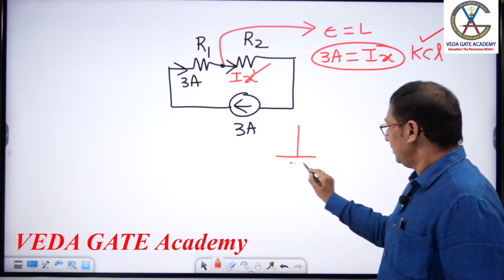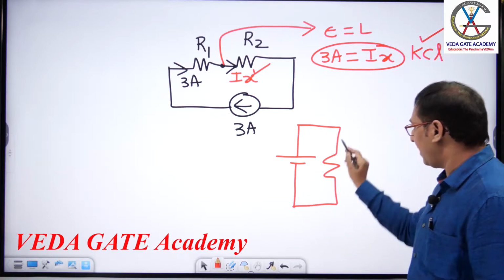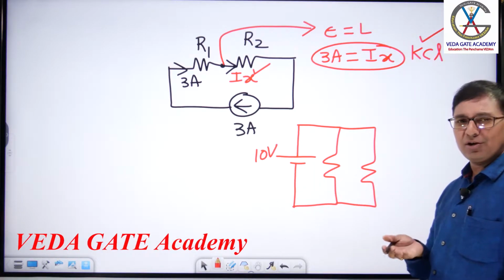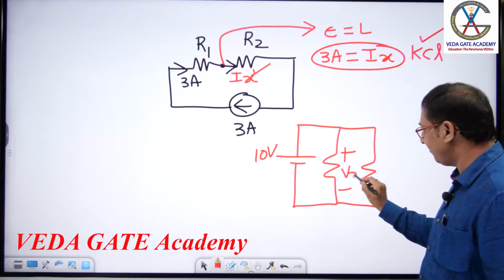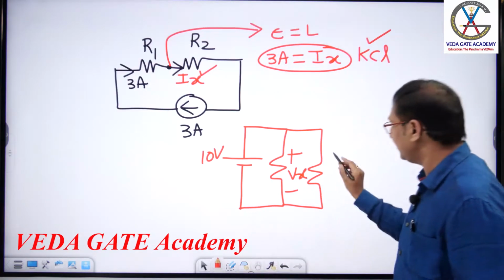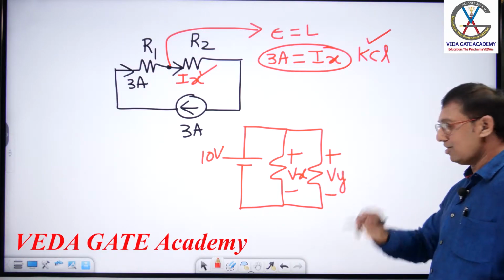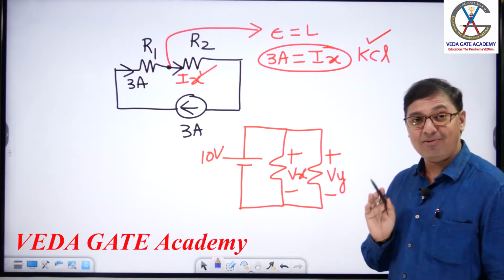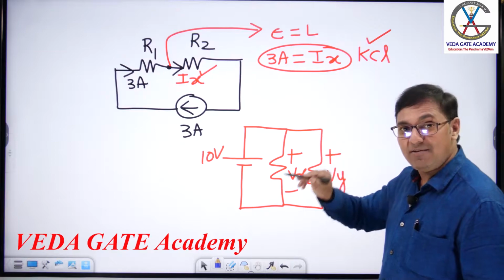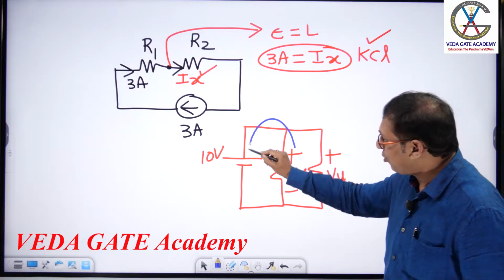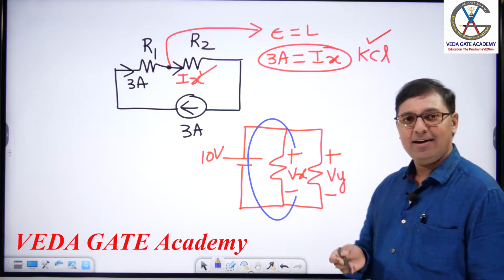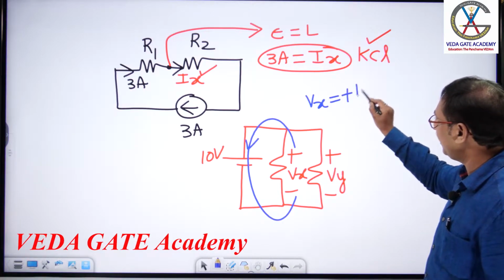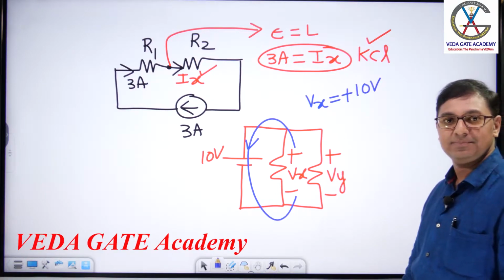Let us take a voltage source connected in parallel with resistors. Let us call the value 10 volts. The resistance values are not important. Let us call the voltage drop across this resistance Vx, and the voltage drop across the other resistance Vy. What is the value of Vx? Use the KVL second statement. Start at positive, go up to negative, following the KVL sign convention and direction of travel. You are entering at positive polarity, so simply it is plus 10 volts.